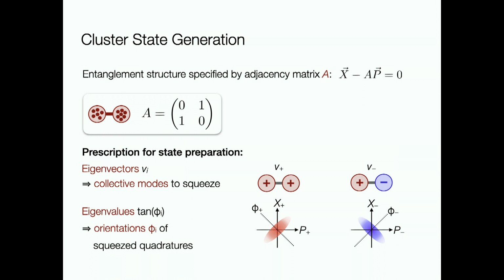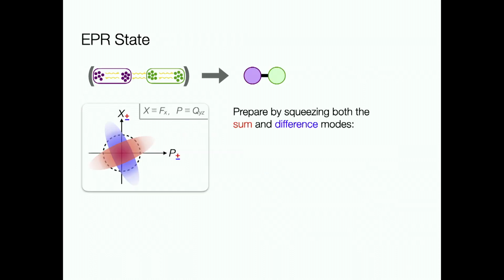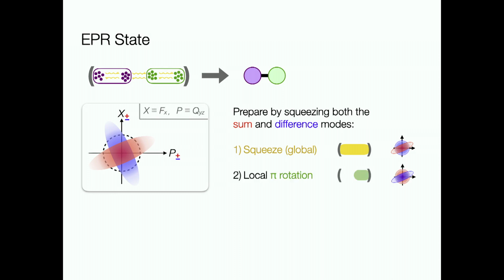In particular, the eigenvalue is the tangent of the angle along which the noise is minimized. So for example, we can apply that to this state of two ensembles, this EPR state. Based on that prescription, we should first globally squeeze. That squeezes the symmetric mode, which is one of the eigenvectors. Then, in order to let the cavity couple to the antisymmetric mode, we'll do a local pi rotation to half of the system.